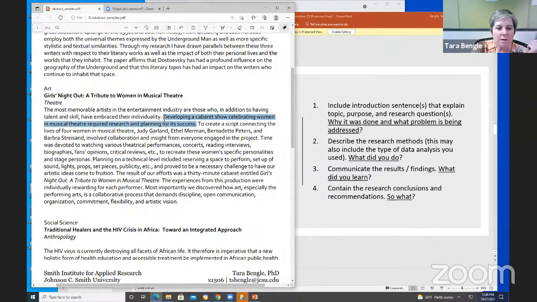Because I think that this could also be confused with what they did. But I think that this was the purpose. When I look at this, what I'm seeing here is that the purpose of this performance was to celebrate women in musical research. You actually would take off the required research and planning for its success, but this was the purpose. They were developing a cabaret show to celebrate.